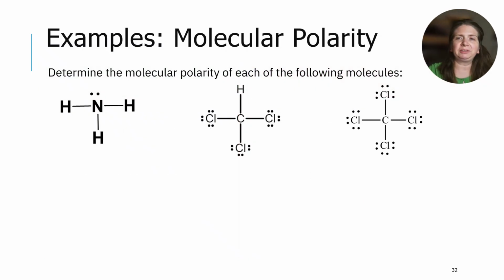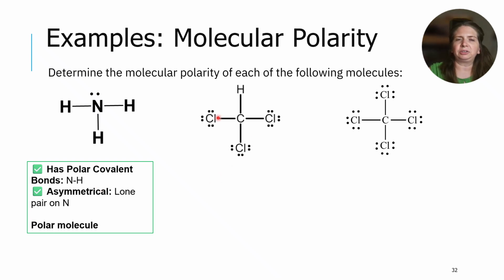We want to be able to quickly look at molecules in order to decide if they are polar or nonpolar molecules overall. Let's look at these three molecules and decide whether they are polar or nonpolar. First is ammonia, NH3. The nitrogen-hydrogen bonds are polar covalent, and there is a lone pair on the nitrogen that gives this molecule an asymmetrical trigonal pyramidal geometry. Ammonia is a polar molecule.